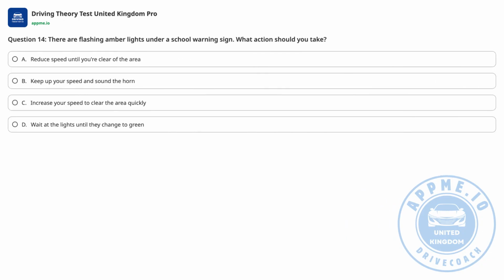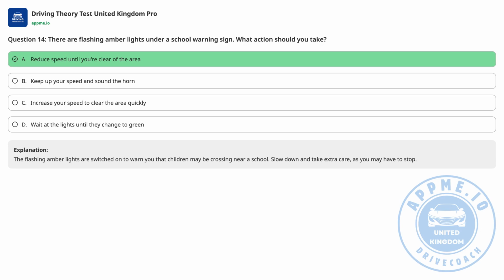Question 14. There are flashing amber lights under a school warning sign. What action should you take? A. Reduce speed until you're clear of the area. B. Keep up your speed and sound the horn. C. Increase your speed to clear the area quickly. D. Wait at the lights until they change to green. The correct answer is A.